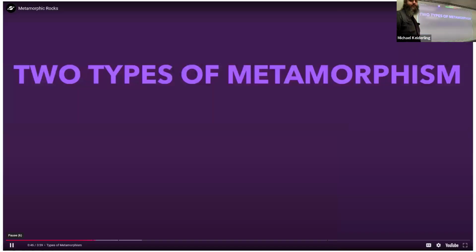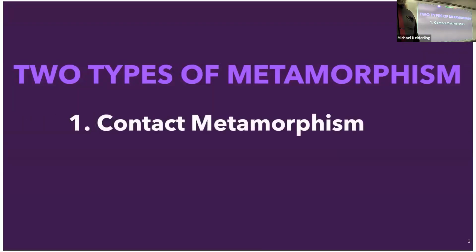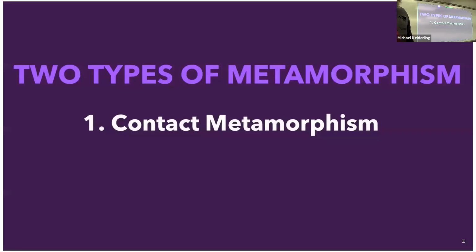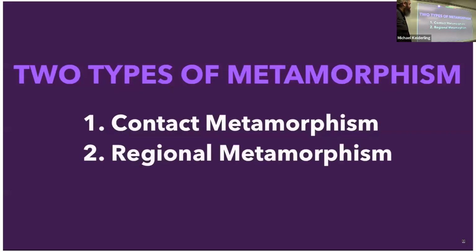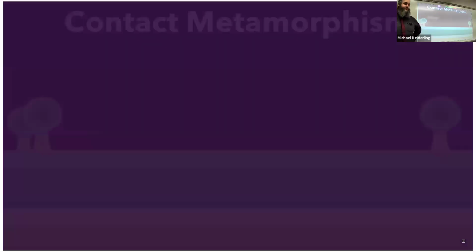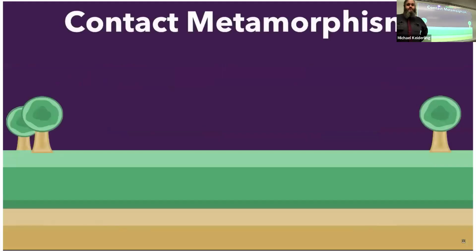There are two types of metamorphism that occur in nature. The first type is called contact metamorphism, and the second is called regional metamorphism. So let's talk a little bit about the difference between these two. Now, imagine you have the surface of the earth here, and you can see some trees, and these colors here, these are layers of rock underground. And so I'm going to show you how contact metamorphism works.